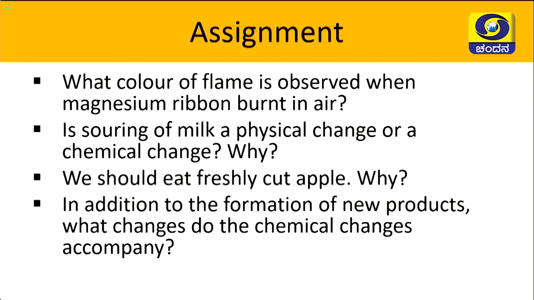Dear students, in this class you have learned what is a chemical change and some examples for chemical change, what is a physical change and few examples for physical change, and the difference between a physical change and chemical change. What is crystallization? What is rusting? How can we prevent rusting of iron?